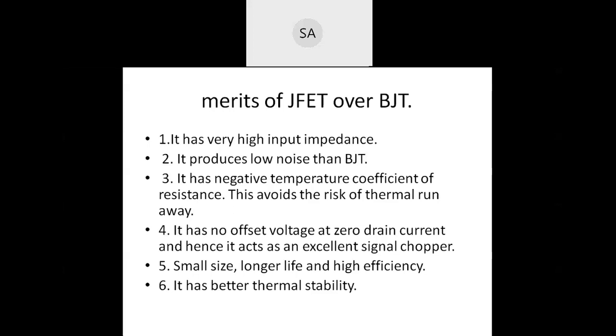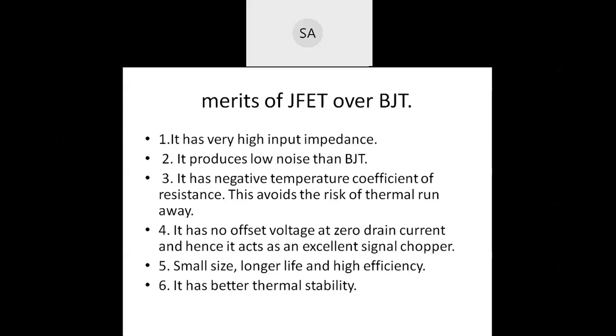And the third one is, it has negative temperature coefficient of resistance. This avoids the risk of thermal runaway. So this is one more point. Yes, it has the negative temperature coefficient of resistance. And the fourth one is, it has no offset voltage at zero drain current, and hence it acts as an excellent signal chopper.